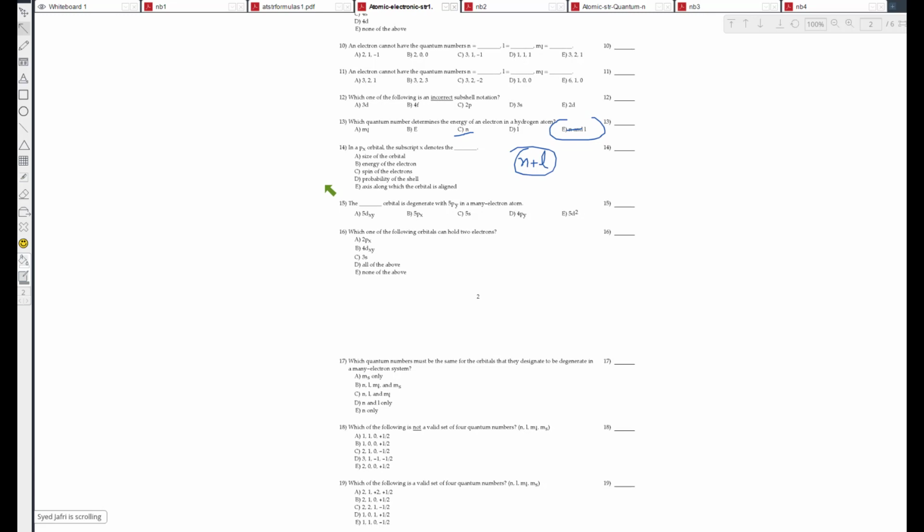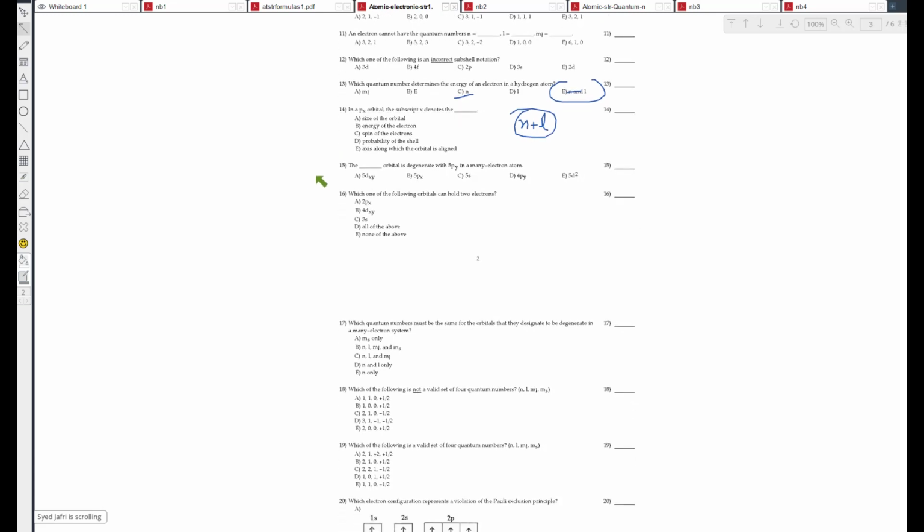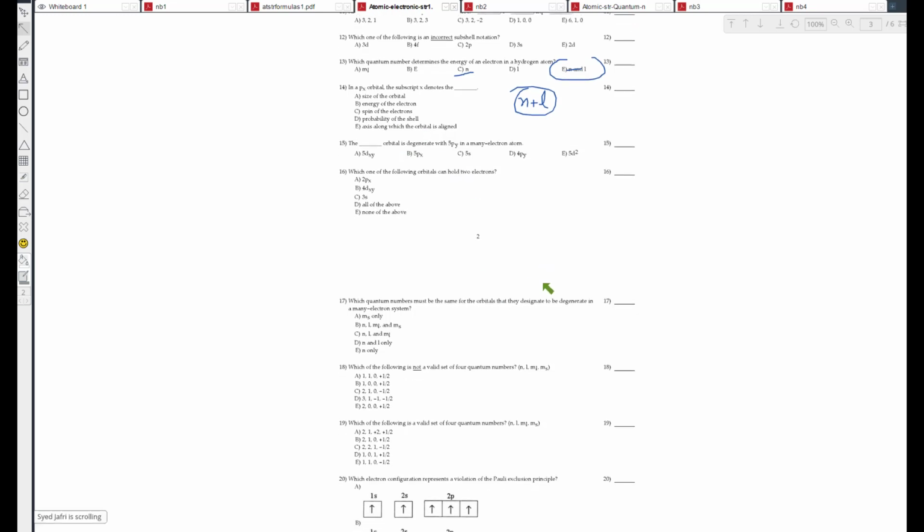You're right. Okay. What about the 14 one? All right. In a px orbital, the subscript x denotes the... Isn't that the orientation? Let me see. The size of the orbital? No. Energy of the electron, spin, probability of the shell. Axis. Yeah, E. Axis along which the orbital is aligned. Correct. You're right. Axis and orientation, same thing. Yep. Yes. What about 15?